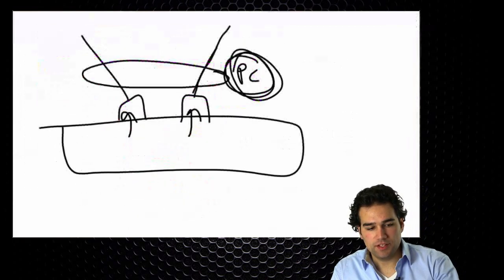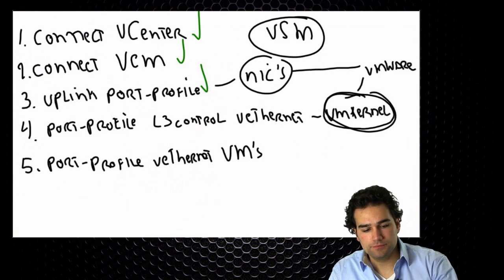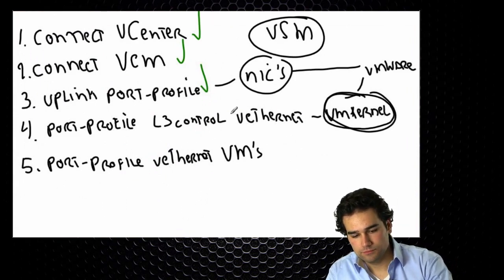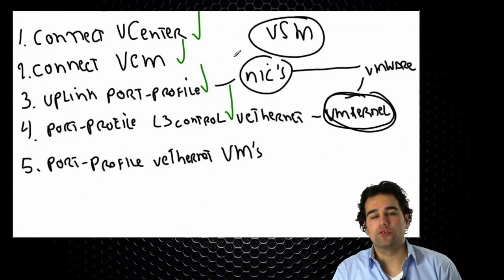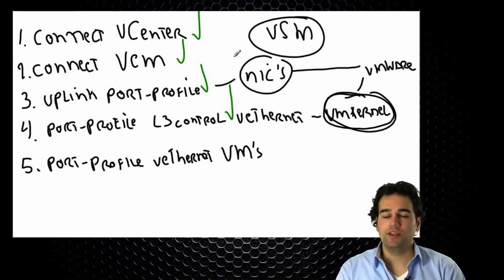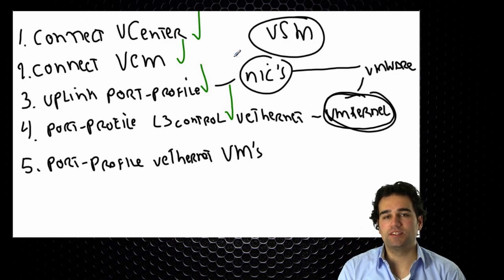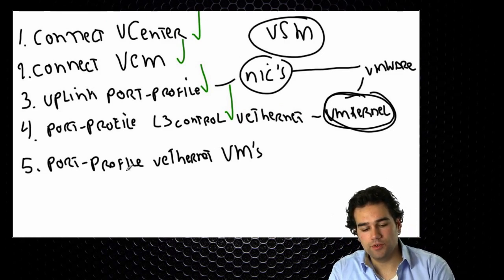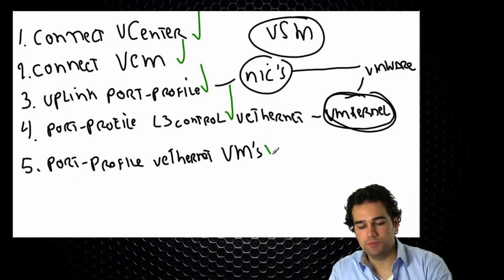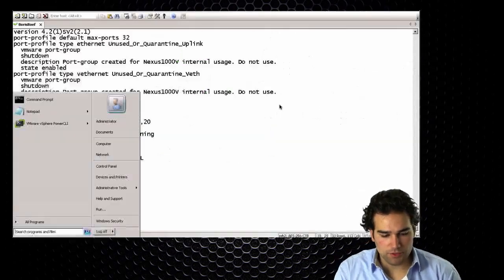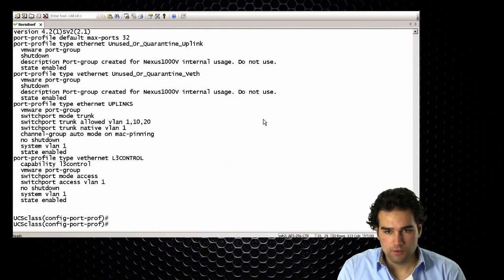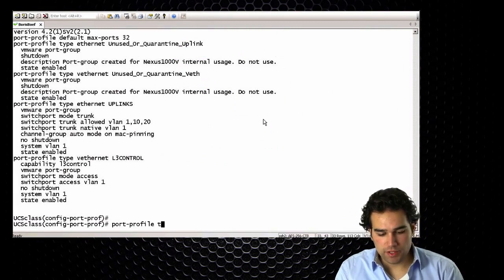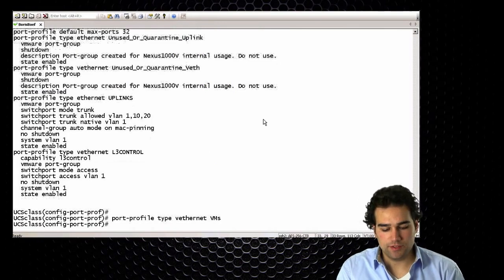Going back to my list of things to do. Configured my layer 3 control port profile. Now what remains is that I need to give VMs, virtual machines, access to this Nexus 1000V. So I need to configure a port profile for my VMs. Let's check the box already, because I'm going to do that right now. I'm going to say port profile type virtual Ethernet my VMs. Just going to give that the name.